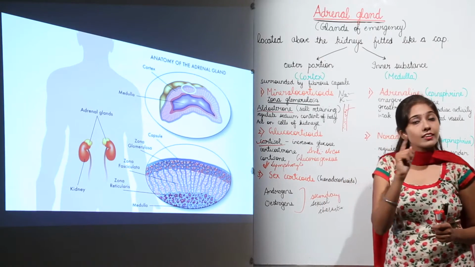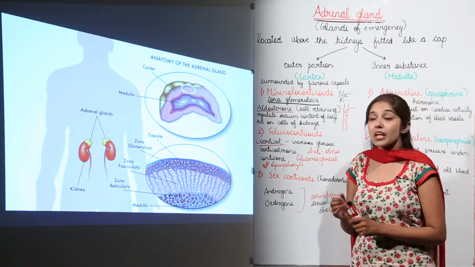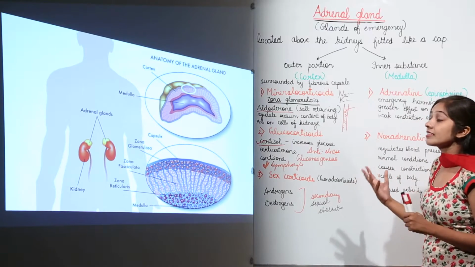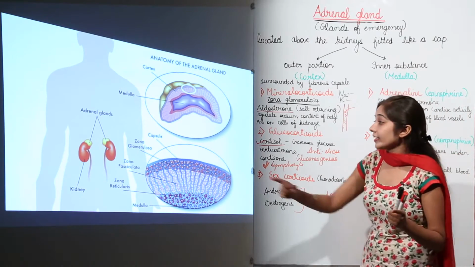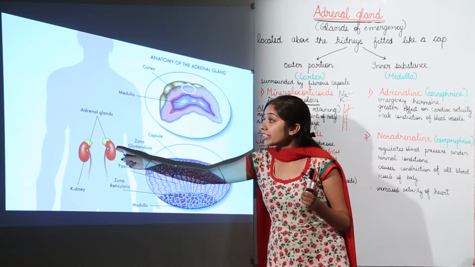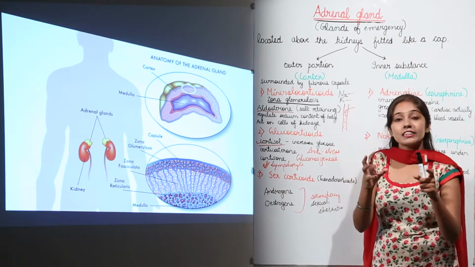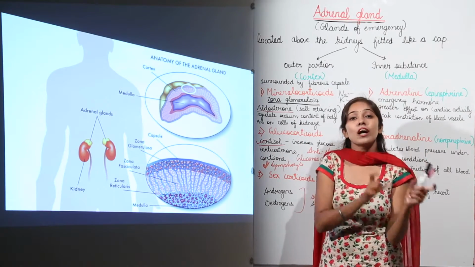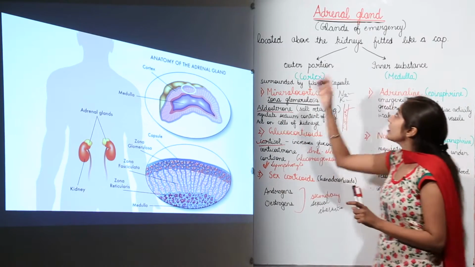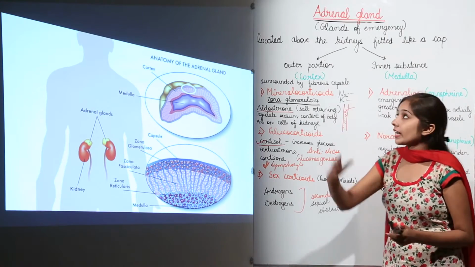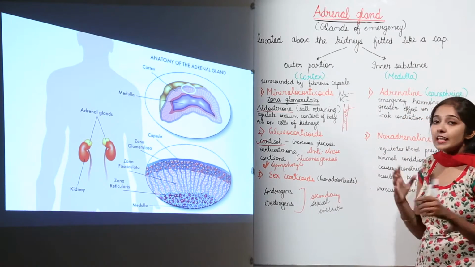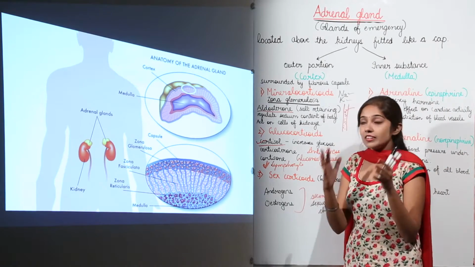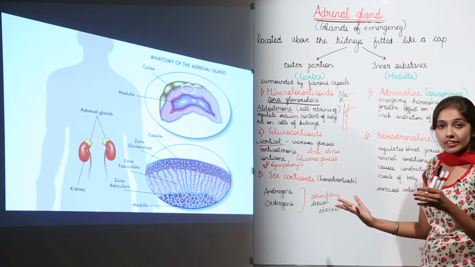They have another name also, that is suprarenal glands. Why do we call them suprarenal glands? Because they are linked with which organ? You can make out that they are linked with the kidneys. They are located above the kidneys, just like a cap over the kidneys, and that is why we call them suprarenal glands also. So adrenal glands, suprarenal glands, or glands of emergency are names which correlate with the location and the function, right.